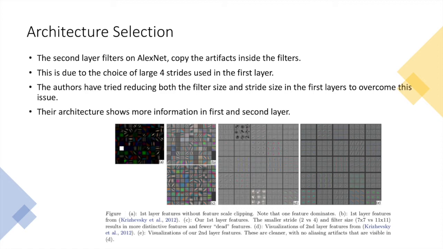Here, the authors have tried to overcome the issues in the architecture by reducing both the filter size and the stride size. In here, we can see how they have improved AlexNet. These are the artifacts of the second layer, and this one is the second layer of the authors' model. We can see that the patterns are more clear in here.